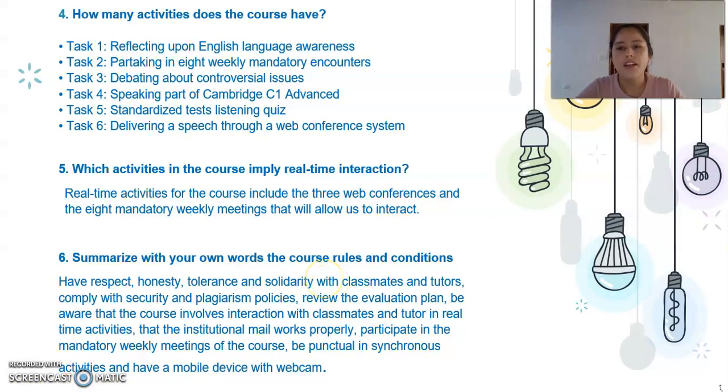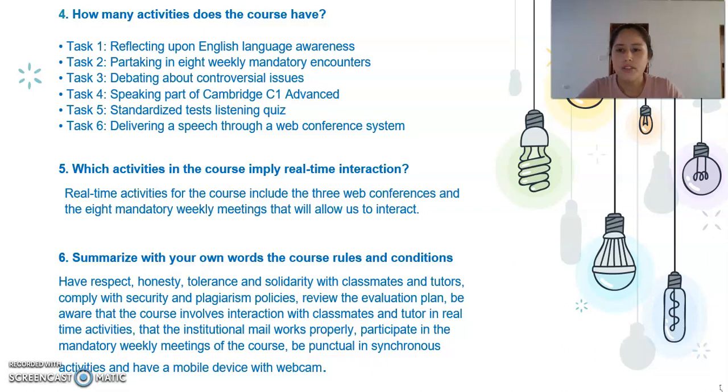4. How many activities does the course have? Task 1. Listening upon English language awareness. Task 2. Partaking in the 8 weekly mandatory encounters. Task 3. Debating about the controversial uses.